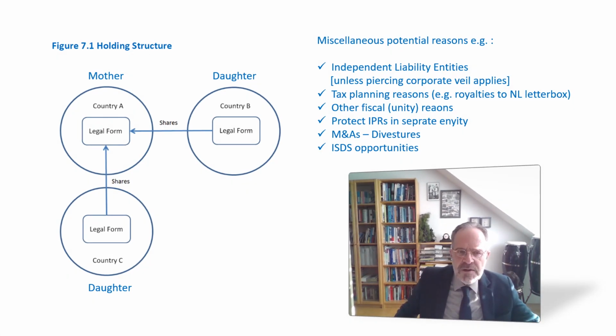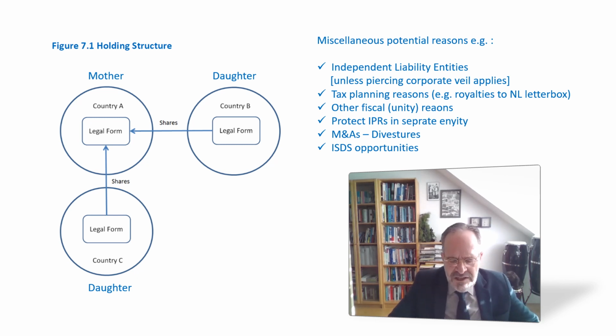Here we have a mother company in country A, which has chosen a legal form available in country A. It has purchased the shares of a legal form in country B, and because it owns all or at least the majority of the shares, that legal person is considered a daughter of the mother company in country A. It did the same in country C. It incorporated a new legal form as available in that jurisdiction, or it bought the shares of an already existing legal form in that jurisdiction, and it added that company to its holding structure, because the mother is also holding the shares of the legal form in country C.